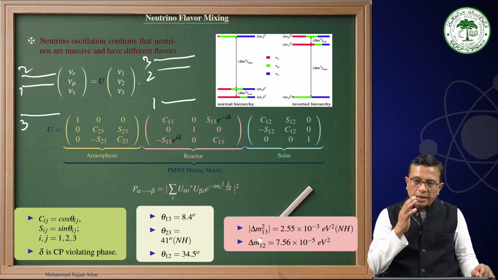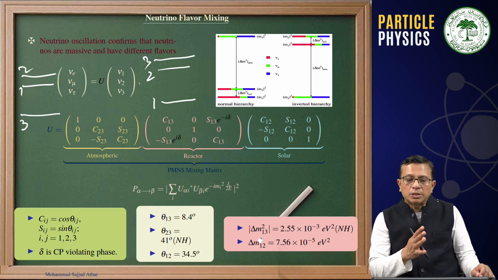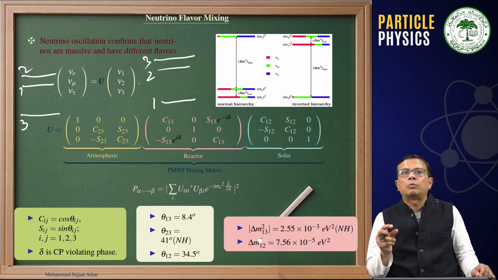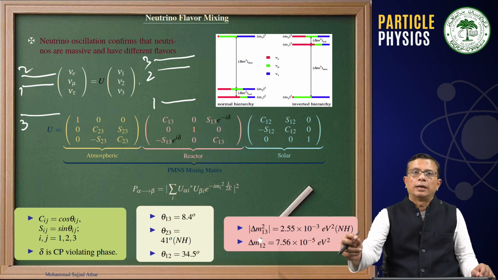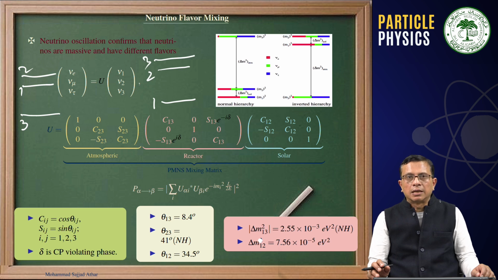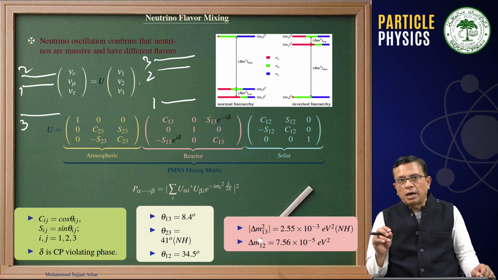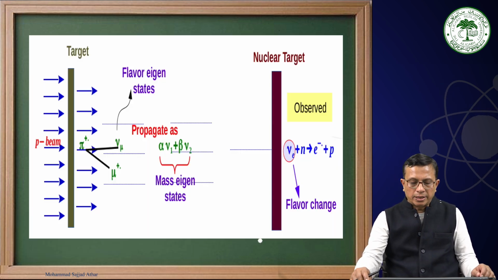Therefore, the important thing is the oscillation probability, and that oscillation probability, as we will see, will depend upon the delta m square. What is the value of delta m square? How much is the oscillation length? And then what is the neutrino energy? We will see how, and then we will have the mixing angle theta, and this mixing angle theta will tell us the mixing of one flavor with another.